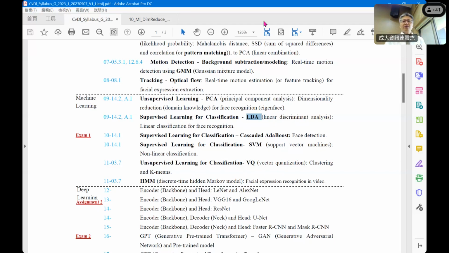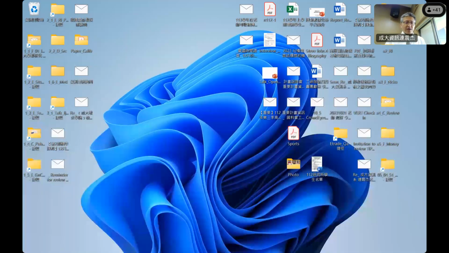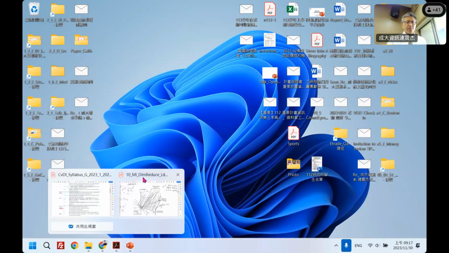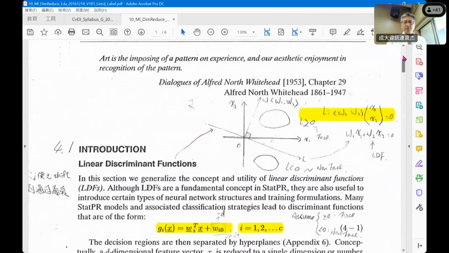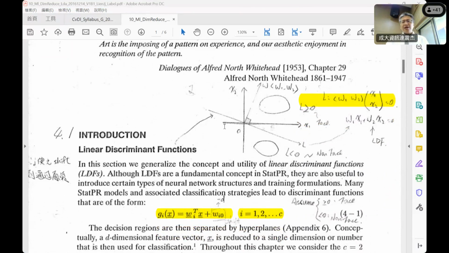So we already talked about PCA, and last week we mentioned a little bit about LDA, and today I try to finish LDA. So I start again. Last time I told you, basically we try to find this line. The purpose of this line is to separate or discriminate two clusters. There are two clusters, so the purpose is to find the line.